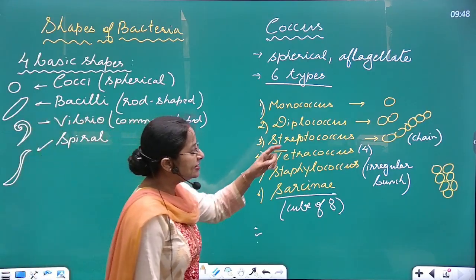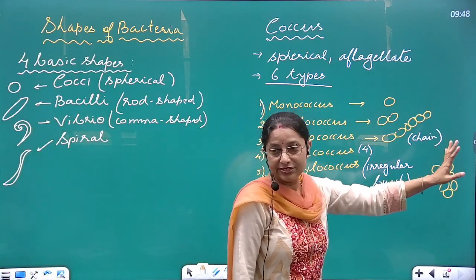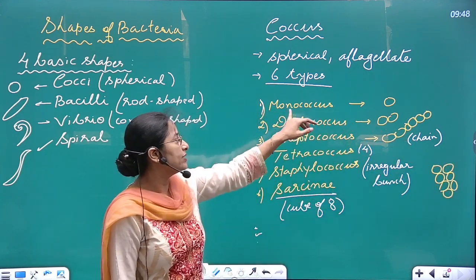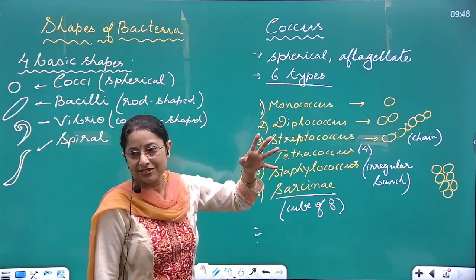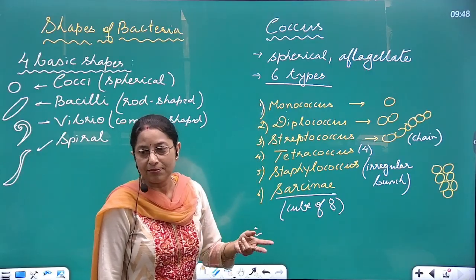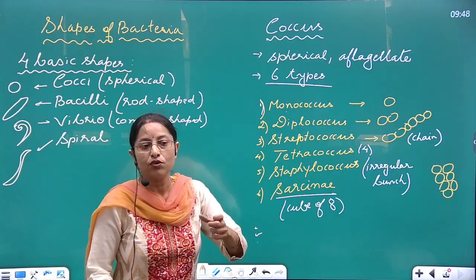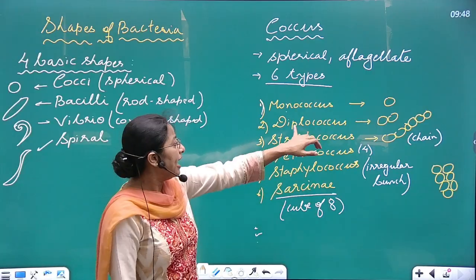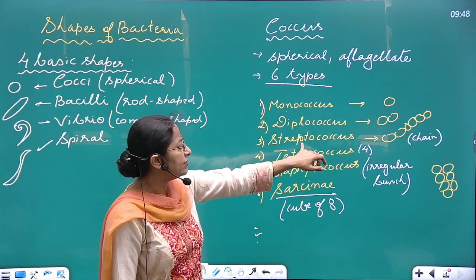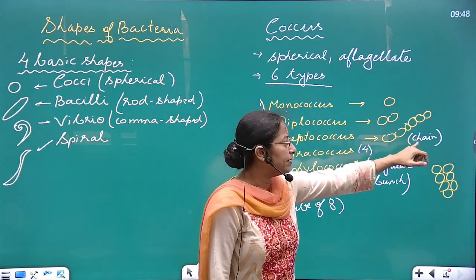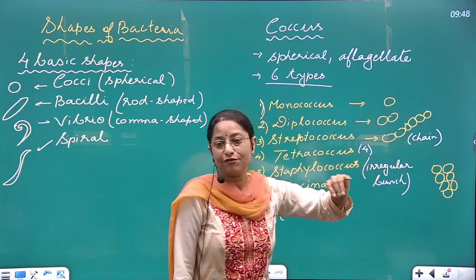As far as the arrangement is concerned, you will be having the names, right? So monococcus, diplococcus, these are the 2 words that are very easily understood. Mono means single, diplo means double, right? 1 coccus is mono, 2 cocci staying together would be forming a diplococcus arrangement. And whenever you hear about strepto, you have to remember that the arrangement is in the form of a chain, right?